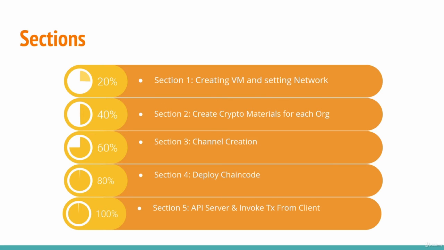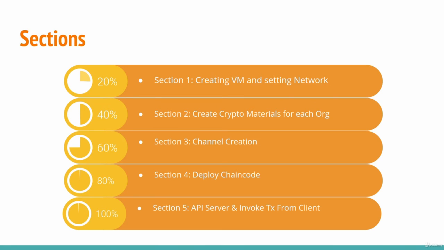In section 2 we will create the crypto materials for each organization using a dedicated certificate authority. Here we are not going to use the Cryptogen tool; we will be using the certificate authority for each and every organization for creating all the participant crypto material.